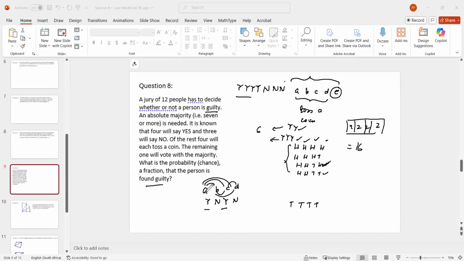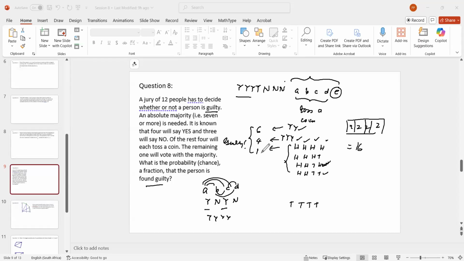Because we'll have 3 Ys, but you'll have only 1 no. So the 1 no could be here, it could be here, it could be here, or it could be here. So you'll have only 4 possibilities where the no is. Or you could have 4 Ys. And there's only 1 case where you got all Ys. So in all these cases, there's a guilty verdict. Guilty as charged. Let him be hanged.